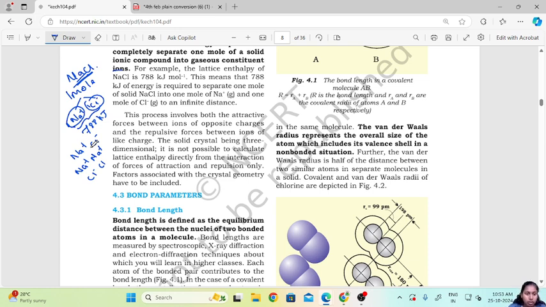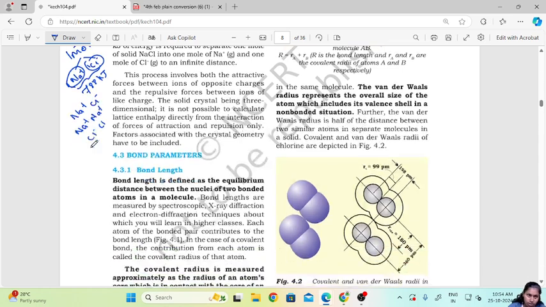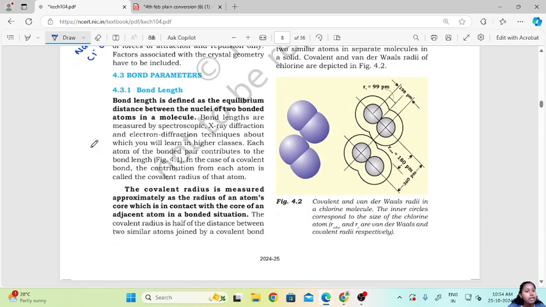Okay, now what is their geometry, what is the distance, what are the structure, how they are packed. Okay, these are all the concepts of crystal geometry. This is there for you in 12th standard in solid state chapter. Next is the bond parameters.